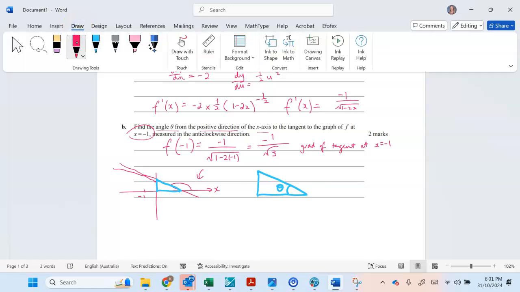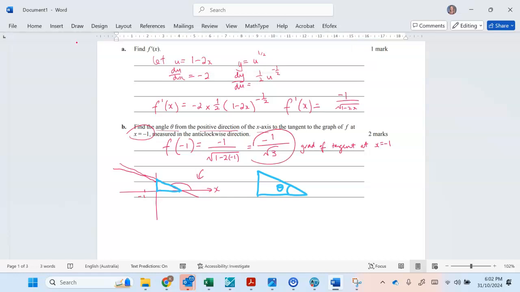Now, when we're dealing with an angle, like a question that asks for an angle formed with a straight line, like we do here with a tangent and the x-axis, we're going to form a right angle triangle. We're going to use either rise over run or the gradient of the tangent, which is what we've done here, which we've got negative 1 over root 3. So this part here. So the negative is because it's a negative gradient. All right, we can see it's sloping down.